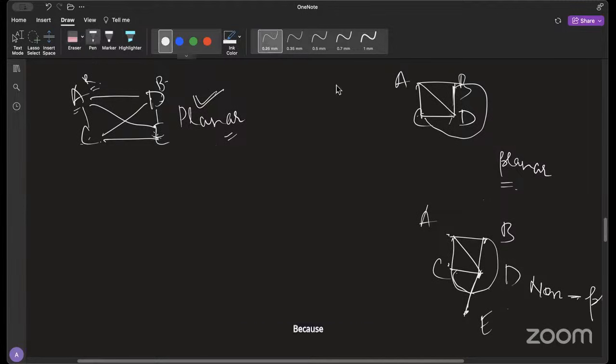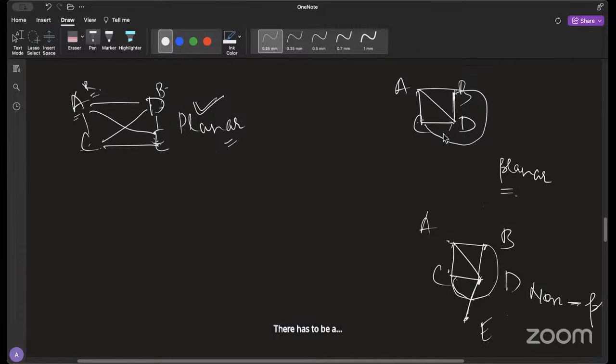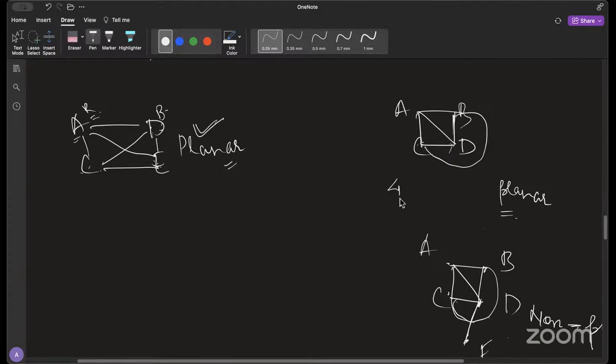Because we've made all possible edges here. The possible number of edges is 4 into 3 by 2, right? So it's 6 edges: 1, 2, 3, 4, 5, 6. So all 6 edges we've made here. That means it's a planar graph.